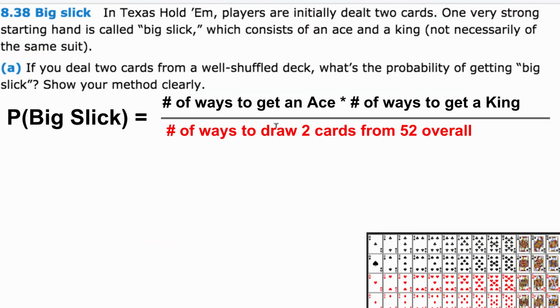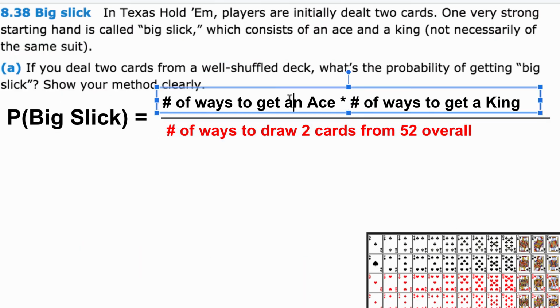Key differences again is we're only drawing 2 cards. We're only looking for 1 ace and we're looking for 1 king. Okay, so with that, those are your hints. Good luck.